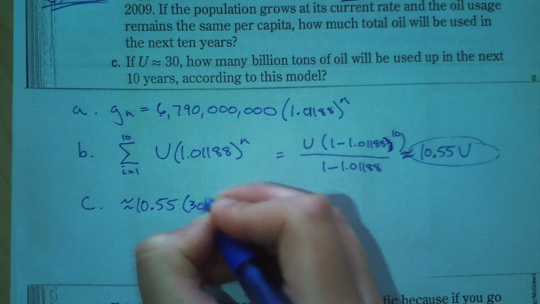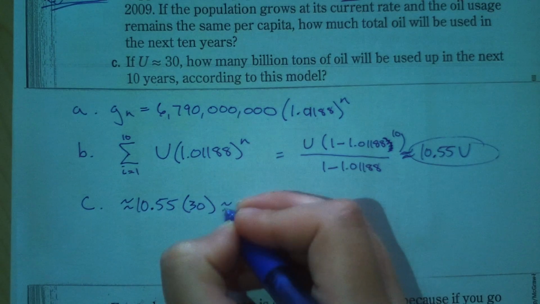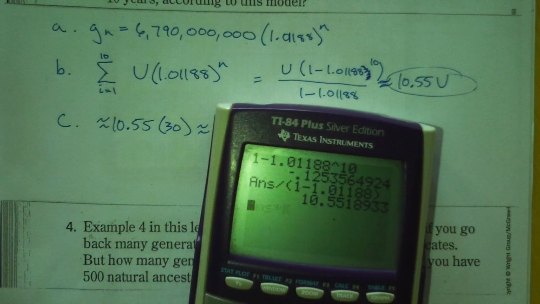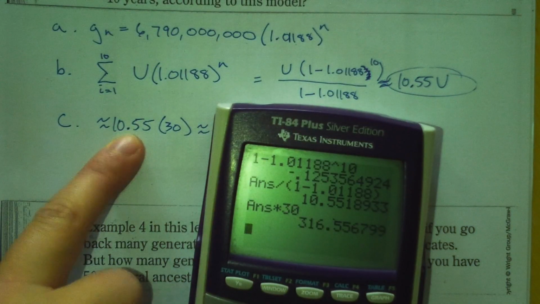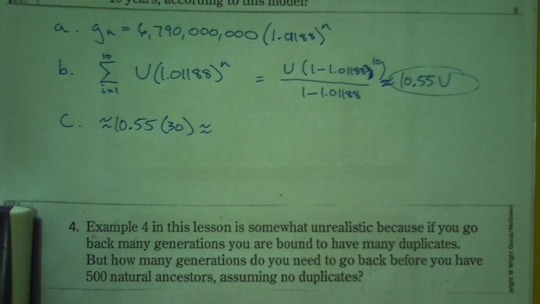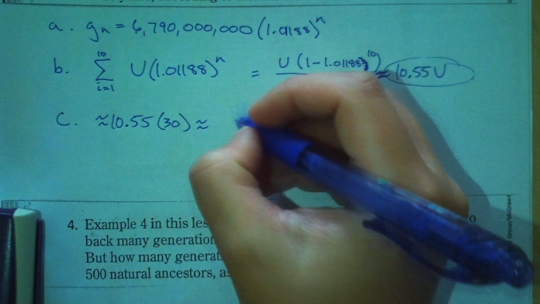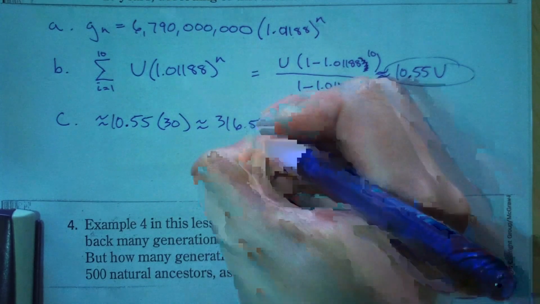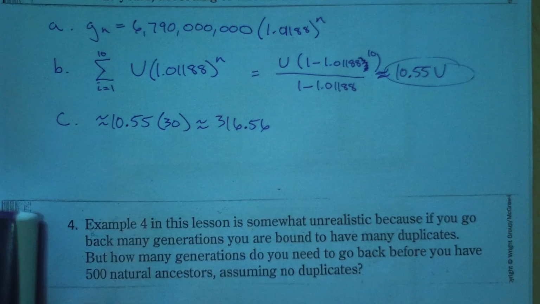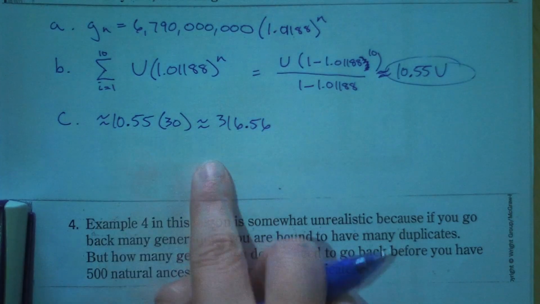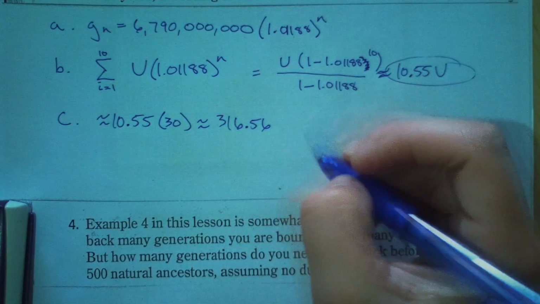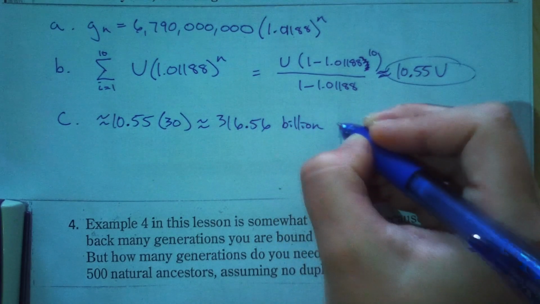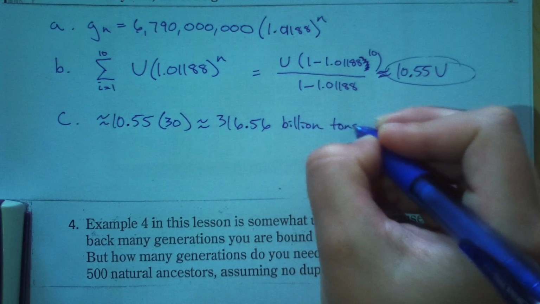In our case, it says how many generations do you need to go back to have 500 natural ancestors, assuming no duplicates. We actually don't know what our n value is. That's what we're trying to find in this case. Okay, so we've got this formula set up here, but we don't know the n. But what we do know is our S sub n, whatever our n value is going to kick out, 500 ancestors. So basically, you're just plugging into that formula, but you've got to solve for n instead of just kicking out a series value.